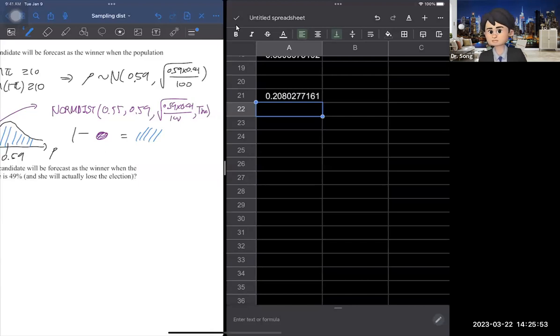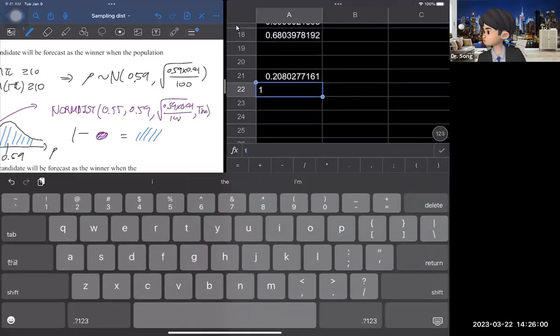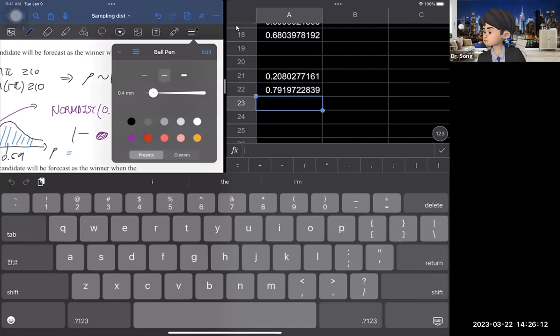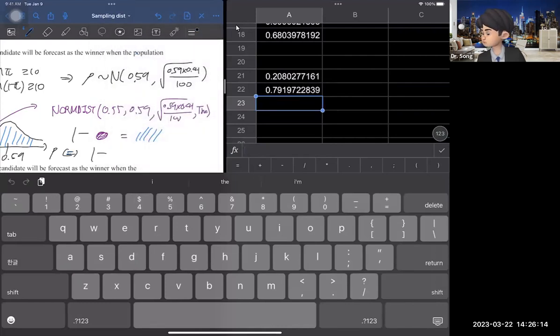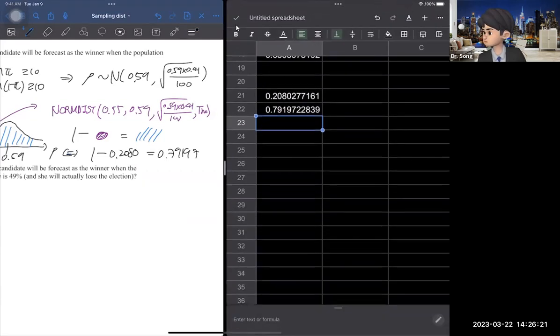But students commonly make a mistake, they stop there. But we wanted to find this blue shaded area, right? So that means that 1 minus this number gives me the answer. So put equality, 1 minus that number is 0.79197. So that is 1 minus 0.2080 something is 0.79197. Okay. Of course, you can round it to 4 decimal places, 0.7920.